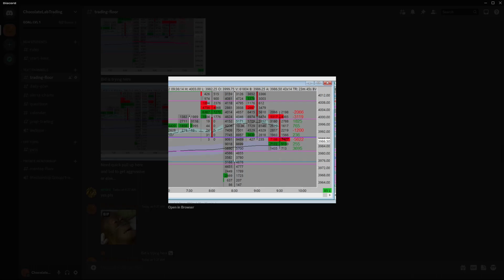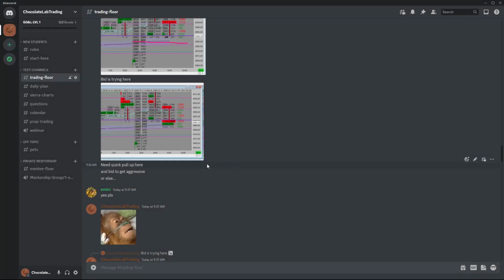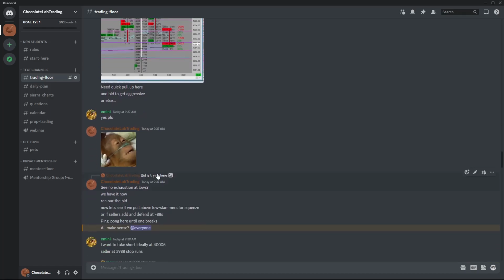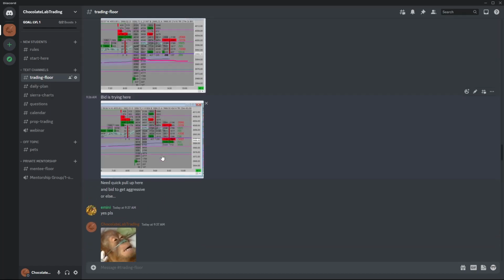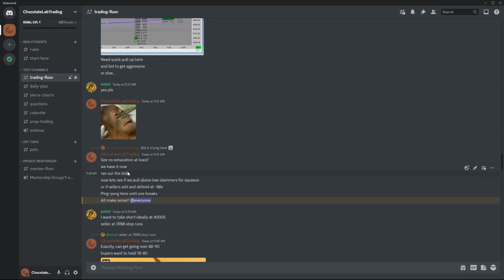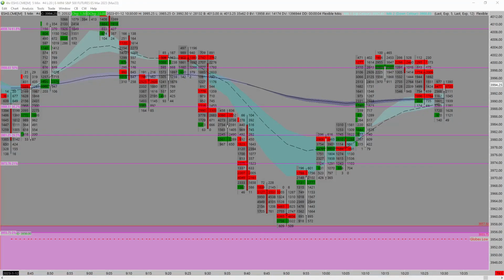Now, I believe, if I remember correctly, so bid is trying here, right? That's no exhaustion at the lows at the time. We have it now. Ran our bid, right? That's that quick move down that we saw. You know, this actually might be better that we look at it on a 1-minute chart, maybe. I guess we could see it here, right? This is that bid on the 30-minute over here, this high volume area. We get a quick move down. Now, we don't have exhaustion here on the 5-minute, but on the 30-minute, 4-hour, you know, we did.